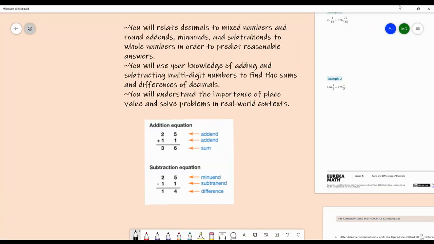Hi, sixth graders. Today we're going to take a look at lesson 9. It is on page 95 of your textbook.